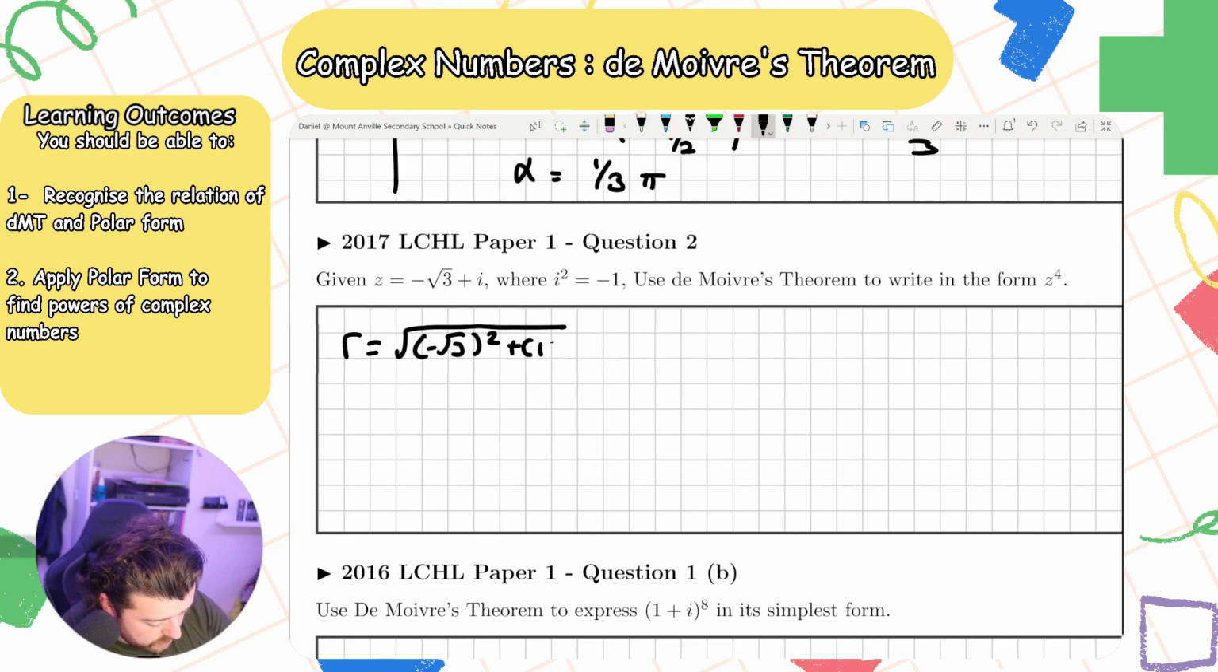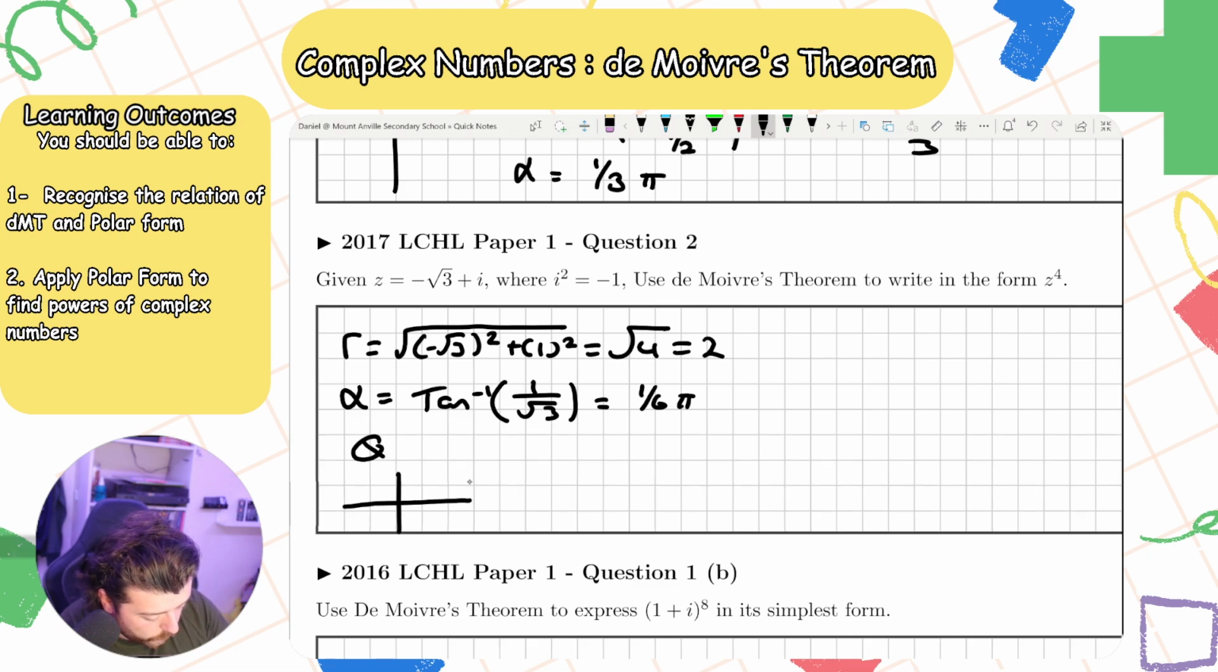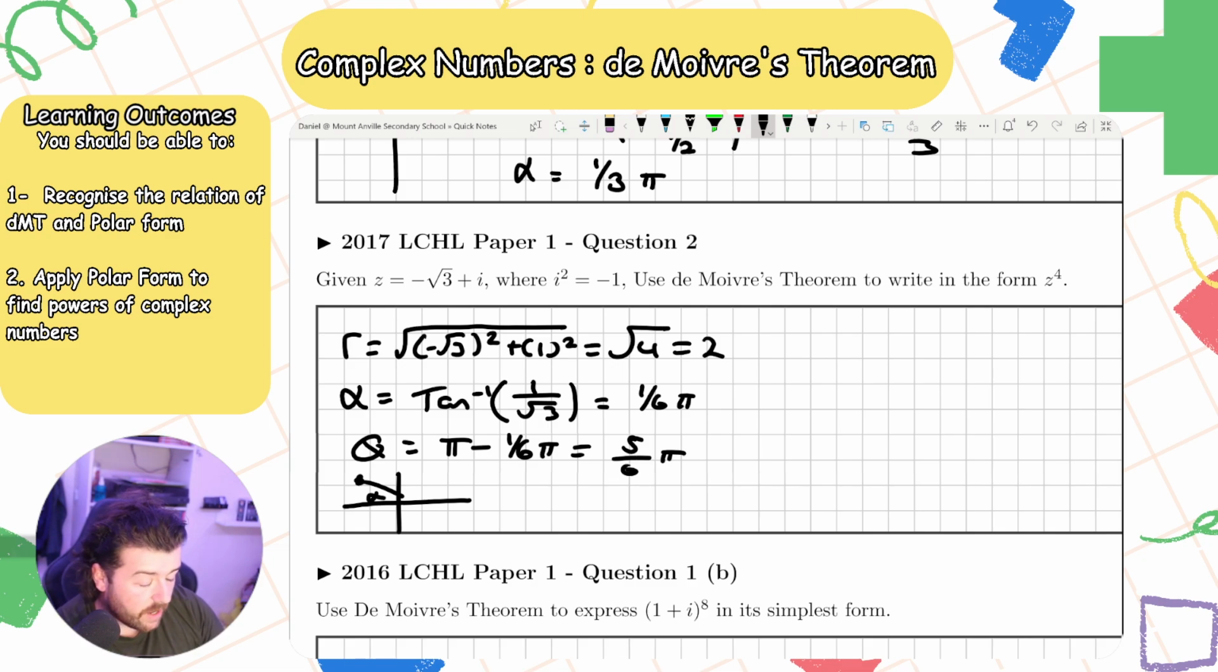My modulus is equal to root of 3 squared plus 1 squared, which is equal to root 4, which is equal to 2. My argument is going to equal tan inverse of 1 over root 3, because we're taking the positive sense of it, which is equal to 1/6 pi. With minus root 3, it's going to be in the second quadrant, so it's going to be pi minus 1/6 pi, which is just 5/6 pi, or 5 pi over 6.